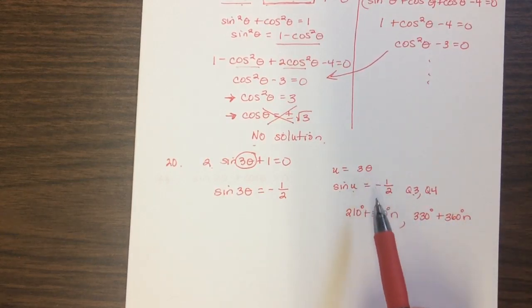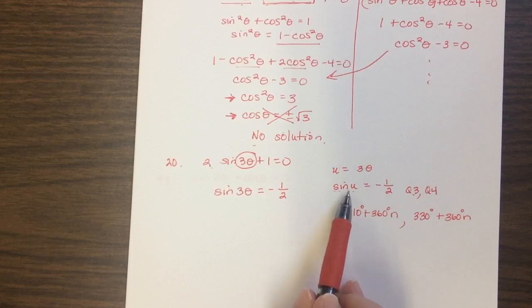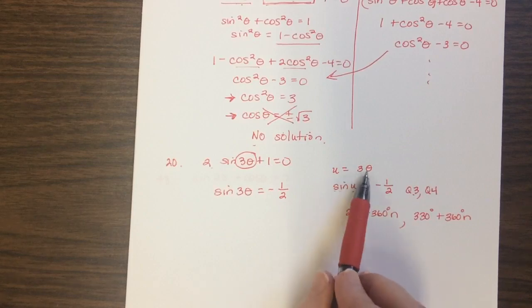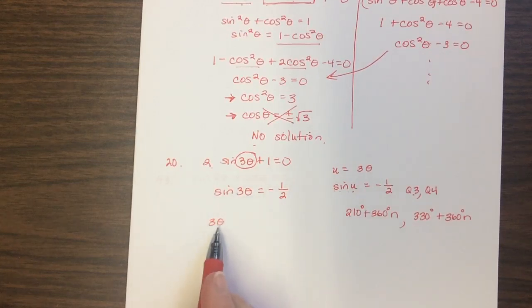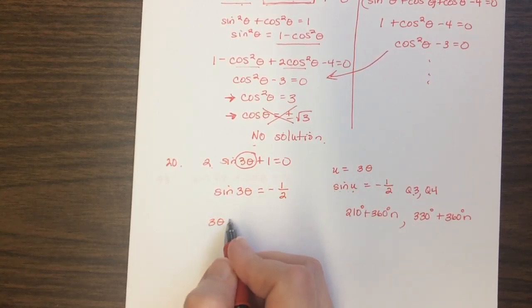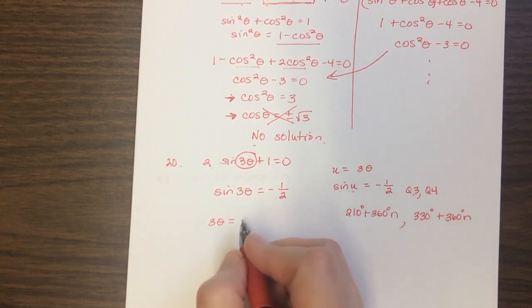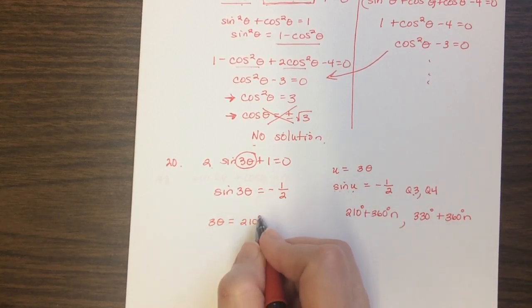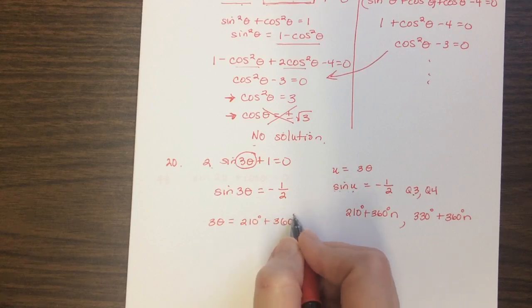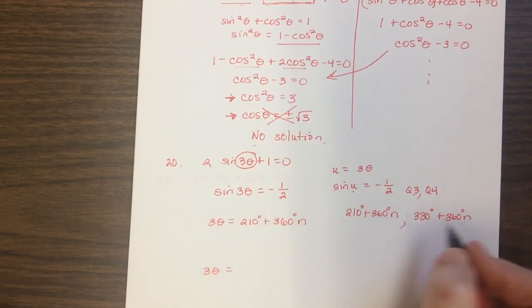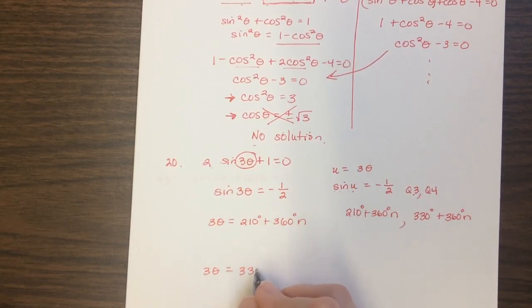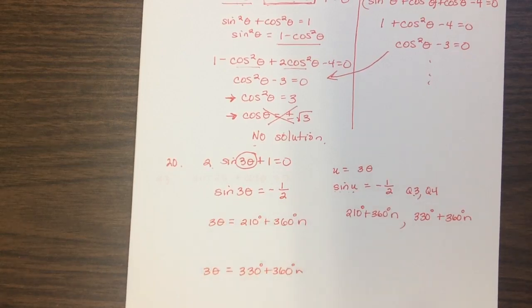Alright, now we're not finished with this problem because I just found what sine of u is. But remember that u was 3 theta. So basically what I found is that 3 times theta, this multiple, equals all that. Same thing, I've got 3 theta equals my other solution. Well, if I'm trying to isolate theta or get theta by itself, how do I do that? Well, I just divide everything by 3.